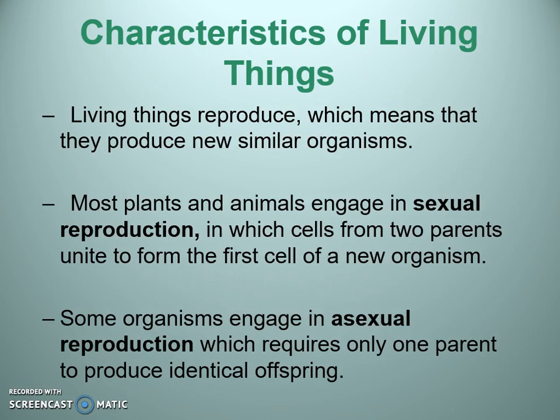Obviously, living things have to reproduce because if they don't reproduce, they won't produce offspring, and the species or line will die off. Now, there's two methods of reproduction in nature that we'll be looking at during the course of the semester. There's sexual reproduction, which involves two parents joining together to create a new offspring of genetically mixed material.